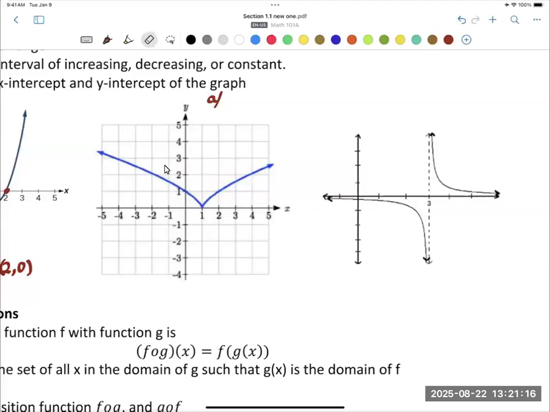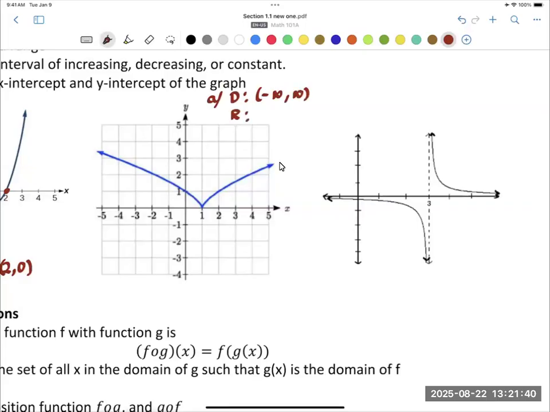Now for the second graph, domain: we're going to take a look at the left and right x values. If you notice, the arrow is pointing to the left and the arrow is also pointing to the right, and there's no discontinuous point in the middle, no break or anything. So the domain is going to be all real numbers.